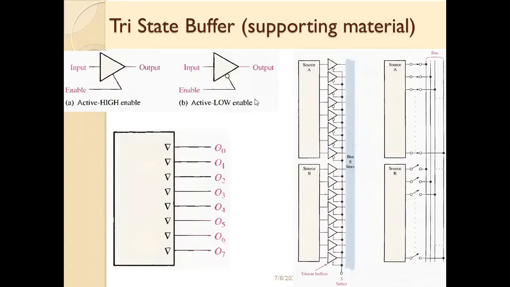Now come towards the active low enable. It is the same, just one difference is there. That is the bubble on the control input, that is the enable input. Bubble means the inverter gate. So it means that the previous one was working with 1, and this is working with 0. So now if you put 0 over here, the input would be connected with the output. And if you put 1 over here, the input would be disconnected from the output.